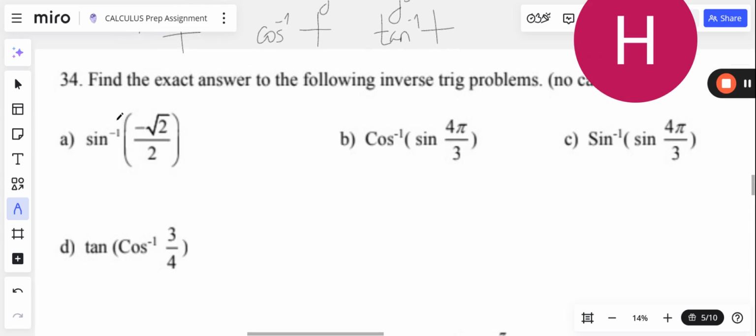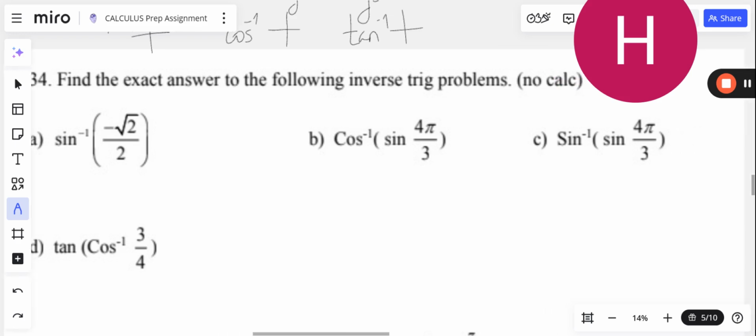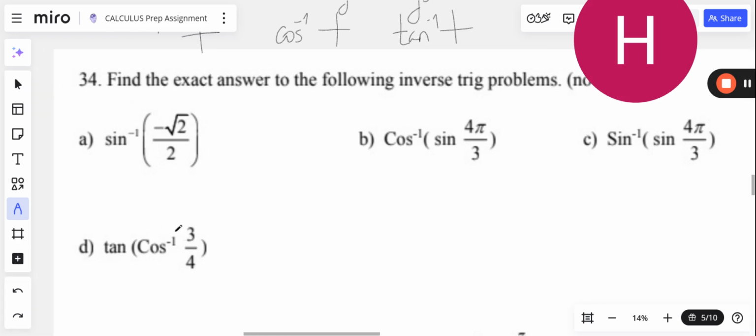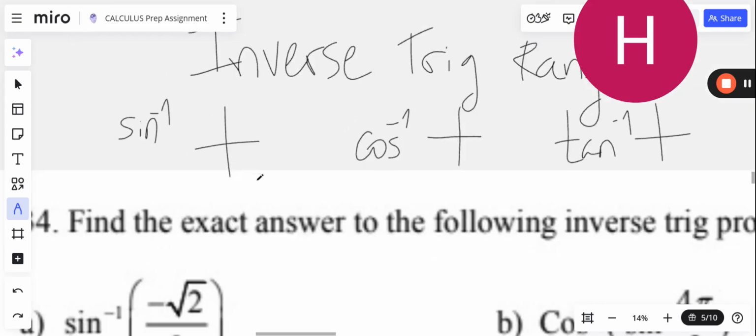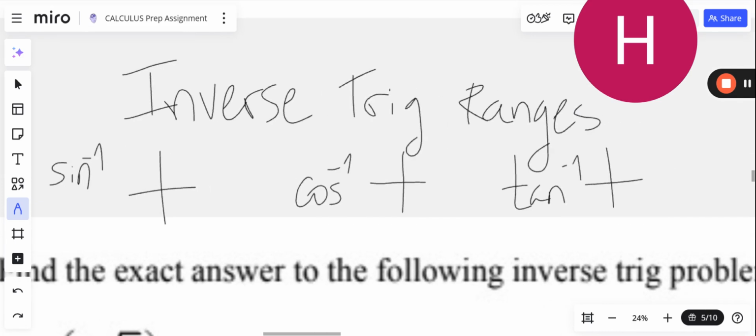I see some inverses. This -1 exponent, when you're dealing with trig stuff, is representing the inverse function. Sine inverse, cosine inverse. There's even tan inverse, but I don't see any tan inverse problems here. Let's take a look at the inverse trig ranges. And if you're not familiar with these, I have a whole video on understanding inverse trig, so you should go check that out.